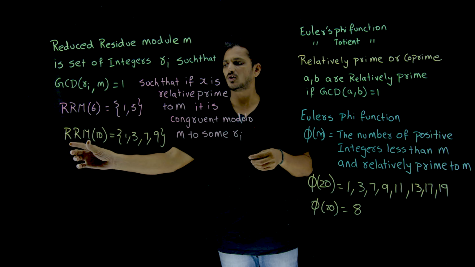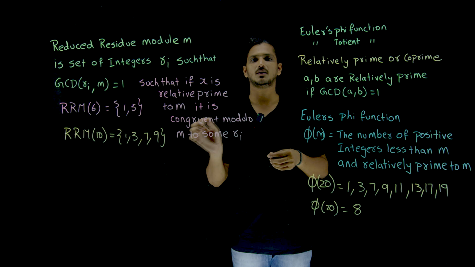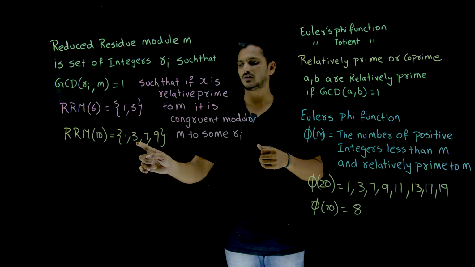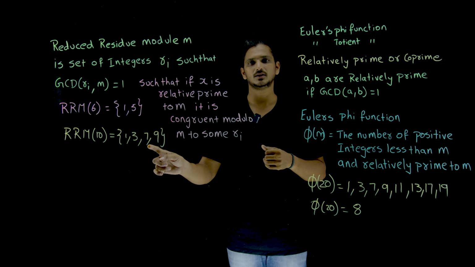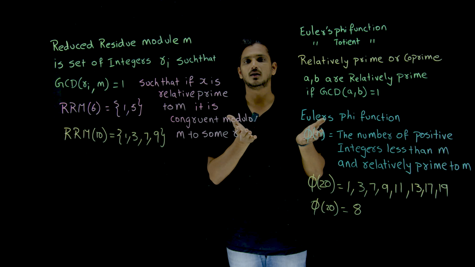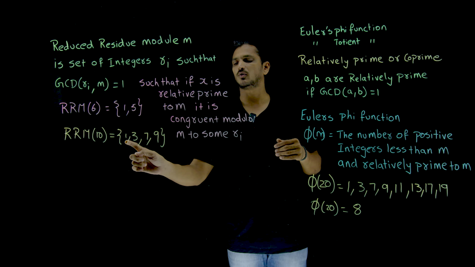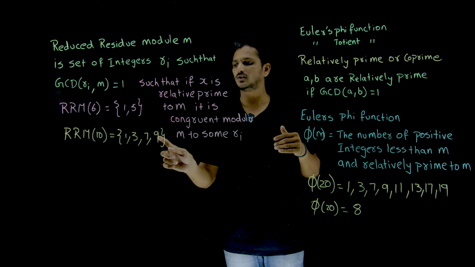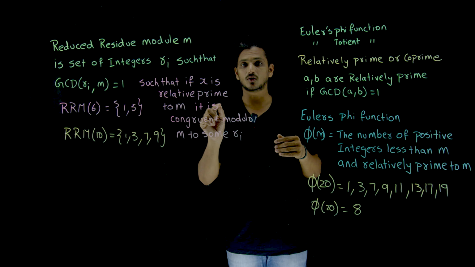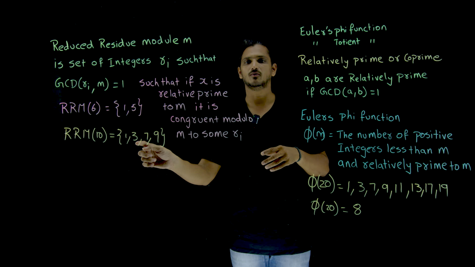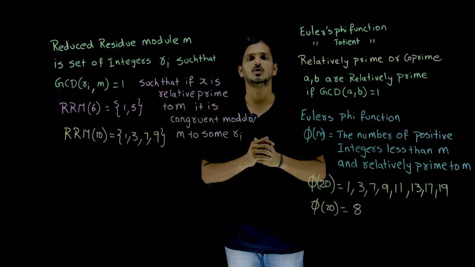Similarly, reduced residue modulo of 10 is equal to 1, 3, 7, 9. GCD of 1 comma 10 is equal to 1. GCD of 3 comma 10 is equal to 1. GCD of 7 comma 10 is equal to 1. But GCD of 11 comma 10 is also 1. So 11 modulus 10 gives 1. GCD of 13 comma 10 is also 1. But 13 modulus 10 gives 3. If you do the congruence modulo with 10, you are going to get one of the values in this reduced residue set. This set we call the reduced residue modulo m.